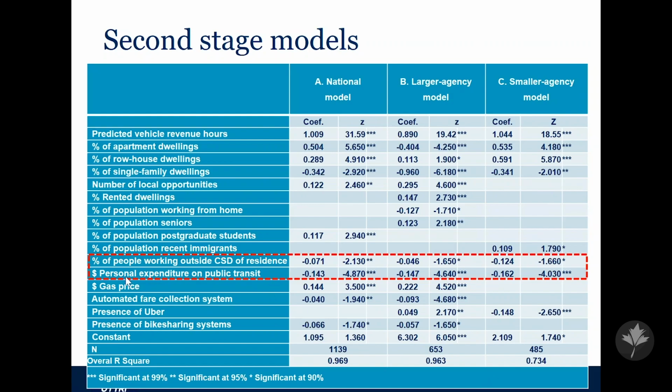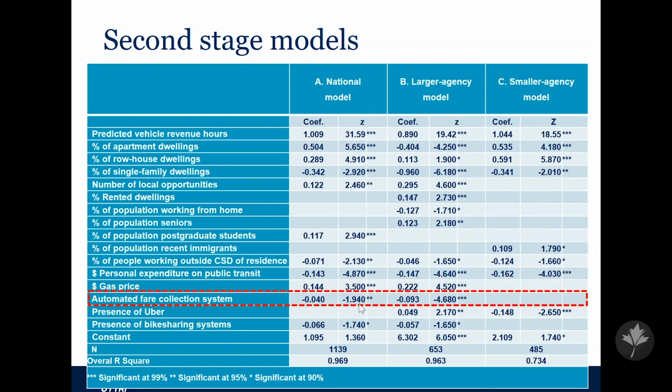Some internal factors: I'll focus on the personal expenditure on public transit, which is a proxy for fares. So the higher the fares, the lower the ridership would be expected, all else being equal. And this is valid across both models and nationally as well. Gas prices have been shown, especially for large agencies, to matter: the higher the gas prices, we would expect to see higher transit ridership.